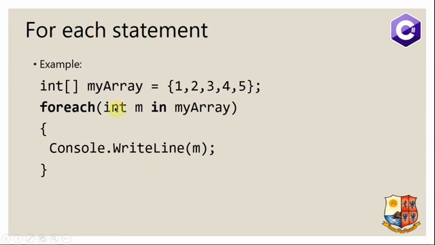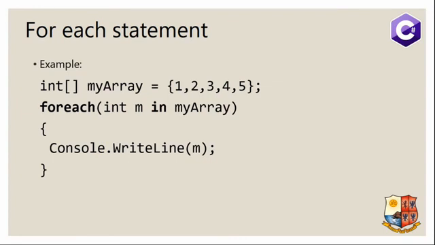How would I write the same code in normal for? I'll just write for int i is equal to 0, i is less than my array dot length, i plus plus, Console dot WriteLine i. The same thing is written in a shorthand form: for each int m in my array, Console dot WriteLine m. That's it. No need for increment, decrement, no need to know the length of the array. This is one important thing.